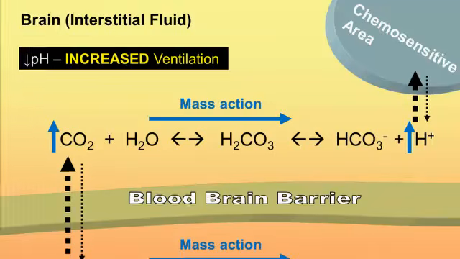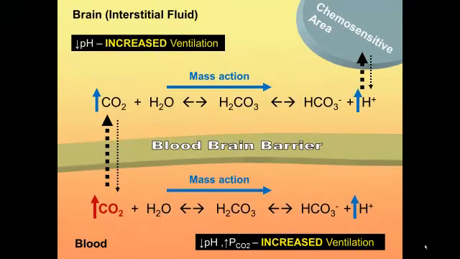So we will ultimately have three separate factors promoting an increase in ventilation. We will have the decrease in the systemic pH by way of the peripheral chemoreceptors, an increase in the partial pressure of carbon dioxide, also picked up by the peripheral chemoreceptors, and a decrease in the brain interstitial fluid pH, which will be directly sensed by the central chemoreceptors.